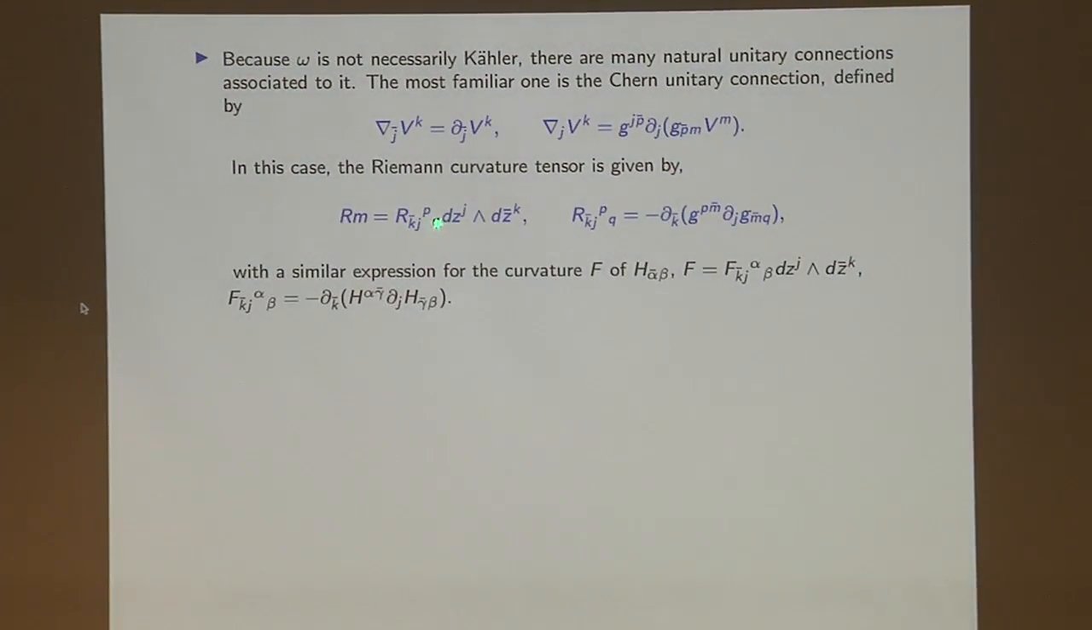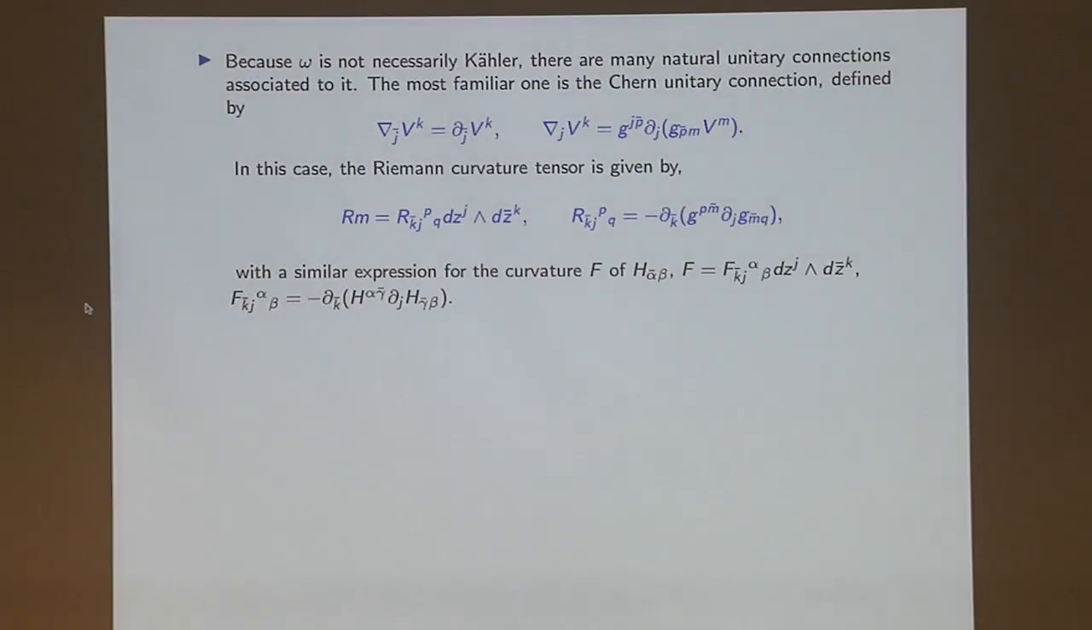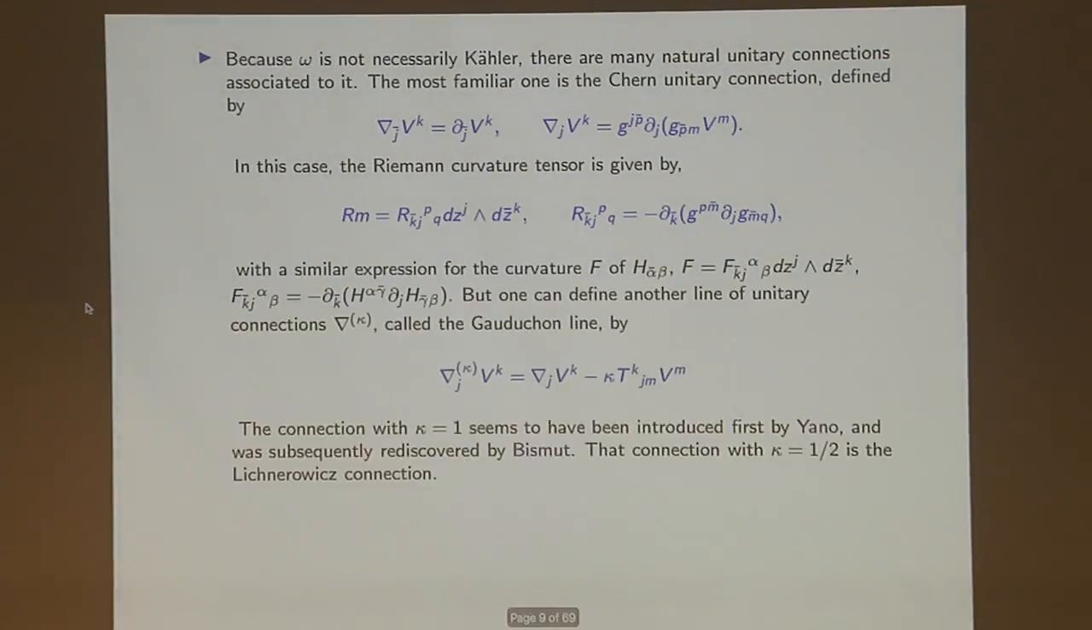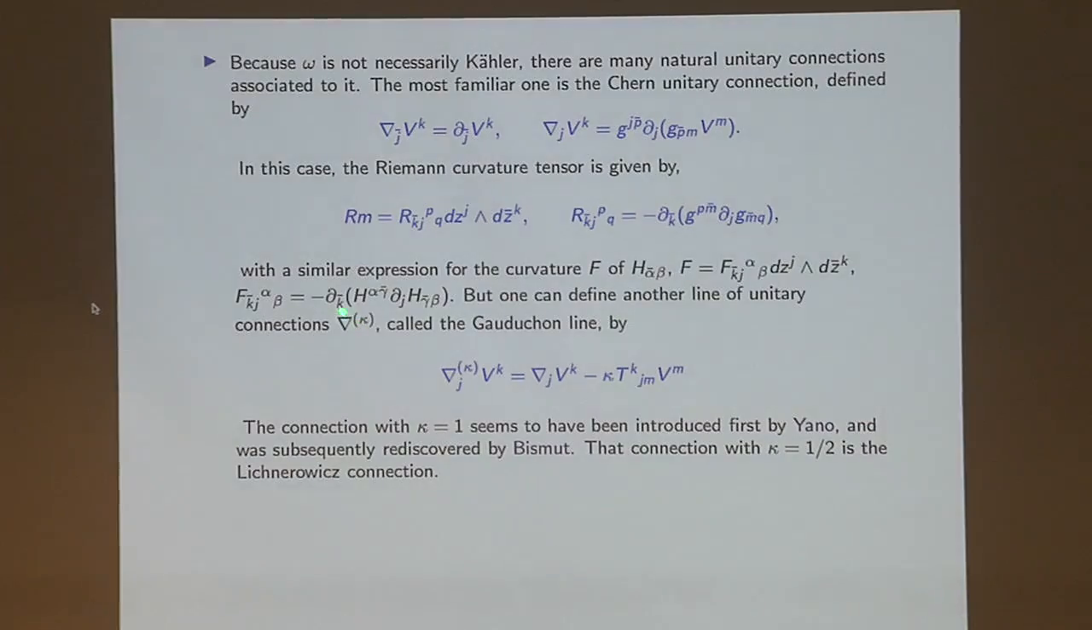So, and of course, you can then define the curvature tensor, and it's rather easy to work out this formula. And we do the same thing for the holomorphic bundle. Now, however, there are other connections. So there's one that appears in the literature, which depends on a parameter kappa.